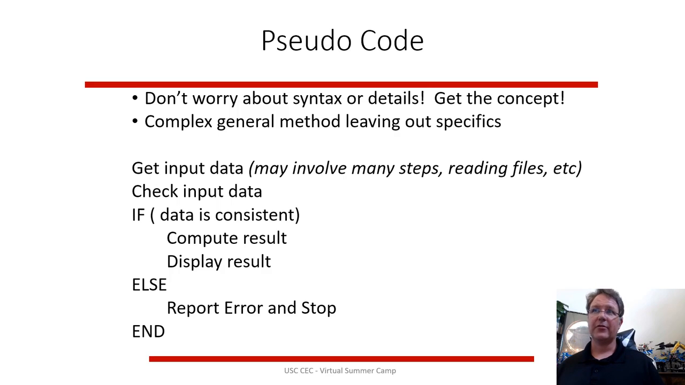Have the basic structure there, like what you want to do. Getting your input data may be a whole program in itself. It's a higher level sort of summary of what you need to do. So get your data, check it. If it's consistent, compute the results and display the results. Otherwise, stop. So that's the high level. And each one of these could be broken down further. Each step could have its own pseudocode again, and then you actually get into organizing and running stuff.